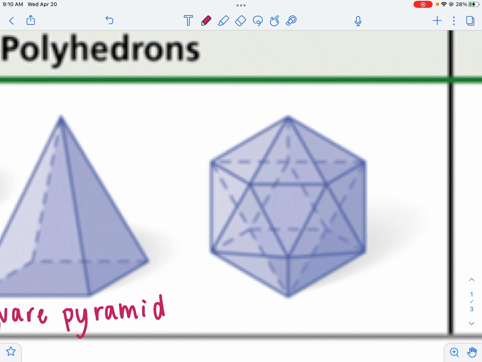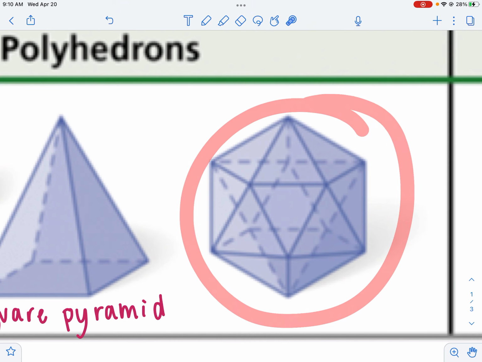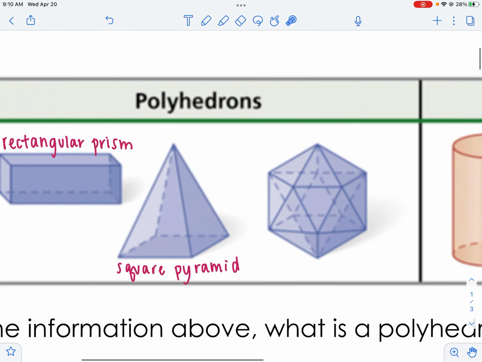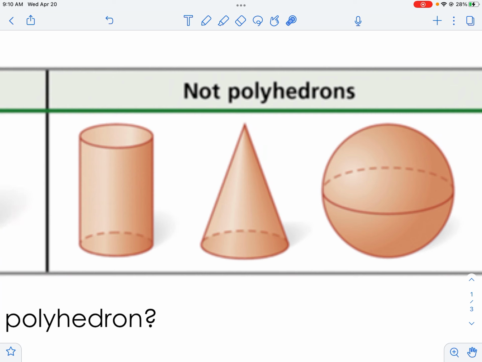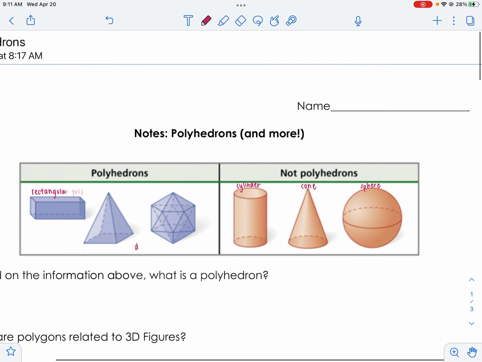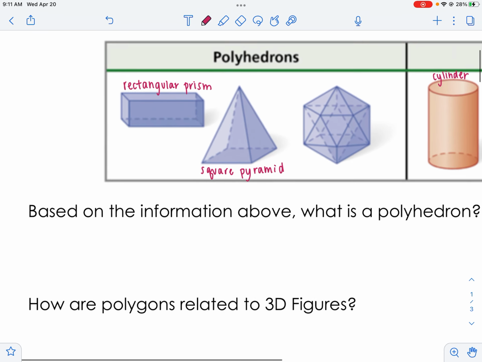This is a polyhedron. This is a special type of polyhedron that we won't actually discuss in this geometry class, but if you get into more advanced mathematics, then you'll take a look at some really intense polyhedrons like that one right there. And then these are not polyhedrons. If you know the name of this, awesome, that's a cylinder, spelled with a C, not an S. This right here, I'm sure you've seen before, that's a cone. And then this last one is a sphere, spelled S-P-H-E-R-E.